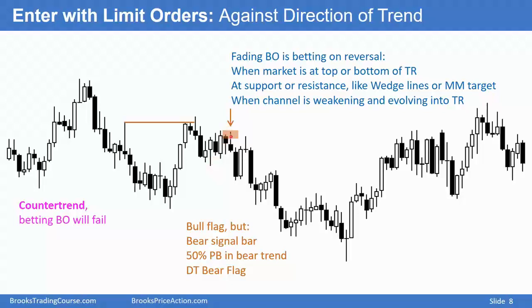We have an early bull trend. We have a breakout, a bull flag, a weak breakout of the bull flag, bear bar, bear bar. Traders will place a limit order to go short at the high of this bear bar, and they'll get filled here, betting that the bull trend will fail. They're using a limit order to bet against a bull trend and instead bet on a trading range.